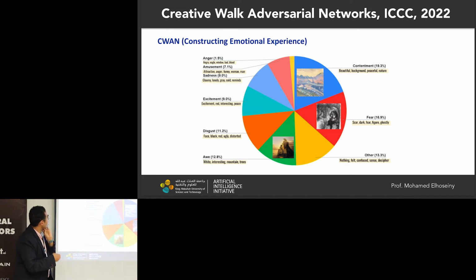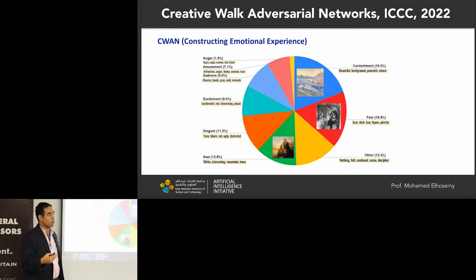So this means that for these generated artworks, 9% felt excited, 7% felt amused, 19% felt contentment, and 16% felt scared, 12% felt in awe, 11% felt disgust, 1.5% felt angry. All right. And 13.3% felt confused, that maybe these images don't mean anything. But this basically shows that more than 85% of generated paintings are capable of constructing emotional experiences for people, which people choose and also justify.